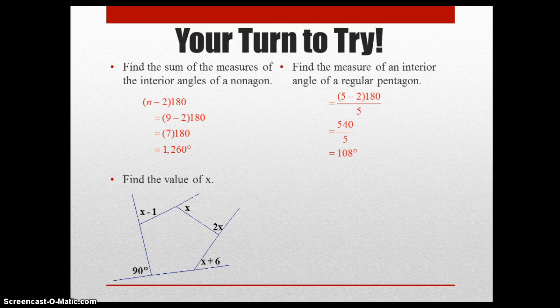And lastly, find the value of x. Well, x is in the exterior angles. So we know if we add up all 5 exterior angles, they're going to equal 360 degrees. So we have the first angle, x plus 2x plus x minus 1 plus x plus 6 plus 90, all has to equal 360. Combine like terms. We get 5x plus 95 equals 360. So 5x is 265 and x is 53. So we would know how big each of those angles are based on what x is.